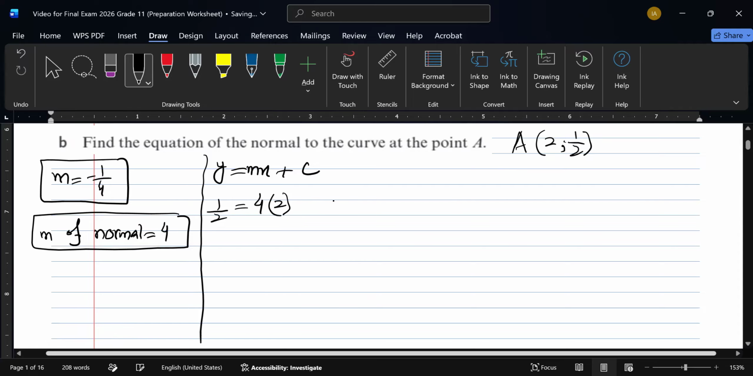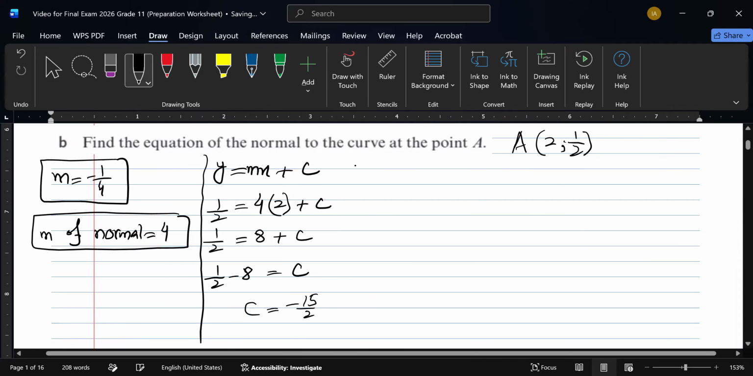Let's calculate the value of c. It's 1 over 2 equals 8 plus c. Moving 8 to the left becomes negative 8. We calculate and subtract. It's going to be negative 15 over 2. Yes, negative 15 over 2. That's the value of c.